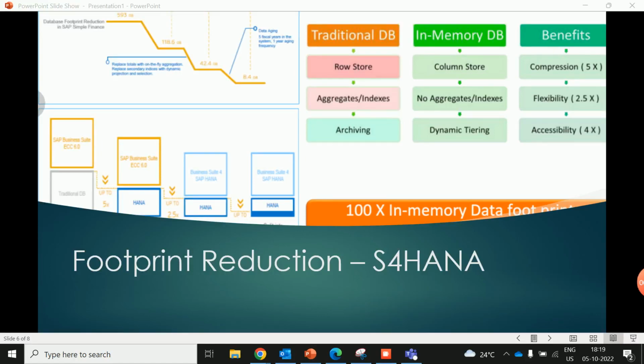Archiving, in traditional database we are working with archiving, but in HANA we have introduced the concept of dynamic tiering, which I have explained earlier. So in dynamic tiering, it's very easy for us to access that cold data, which is not available in hot data, in main memory.